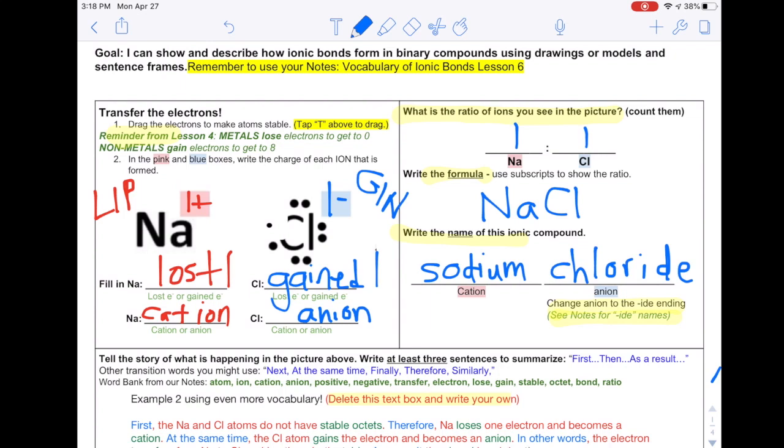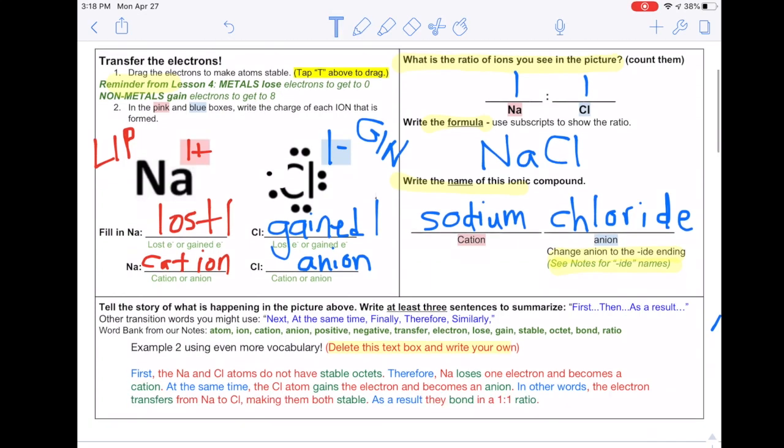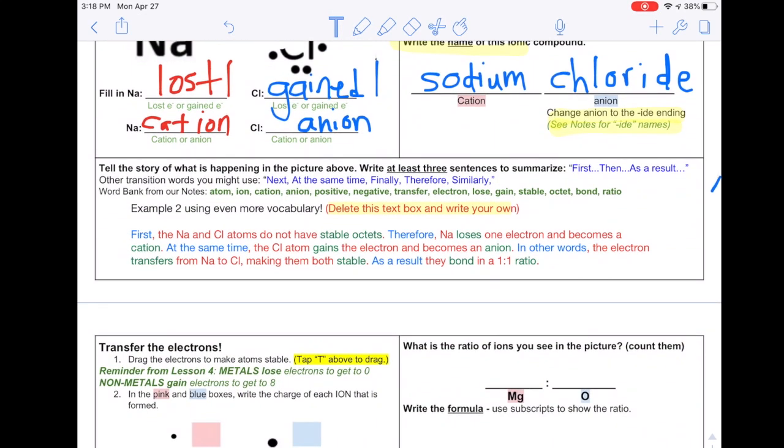Now in this part, this first one, we have two examples you can look at. It says, tell the story of what's happening. Write at least 3 sentences to summarize. First, then, as a result. Other transition words you might use: next, at the same time, finally, therefore, similarly. And the word bank is important also to say atom, ion, cation, anion, positive, negative, transfer, electron, lose, gain, stable, octet, bond, ratio.